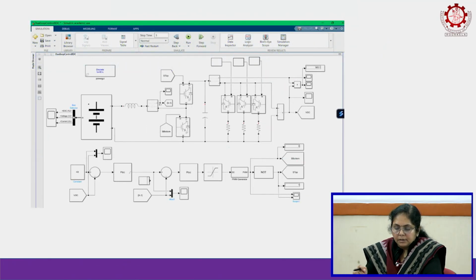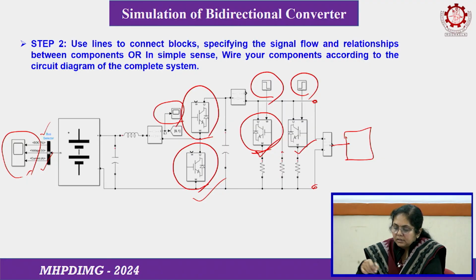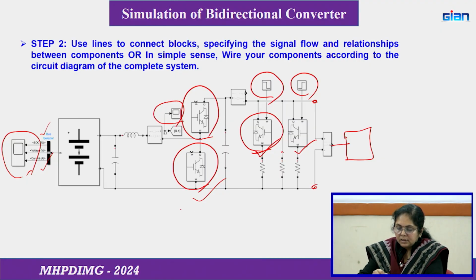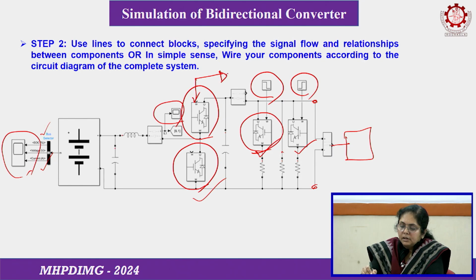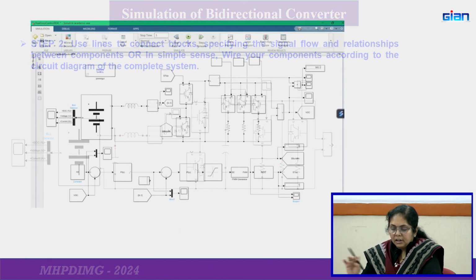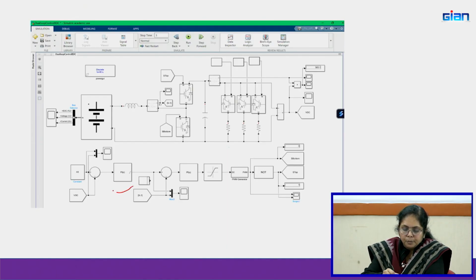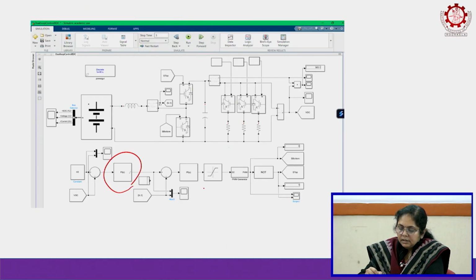So, here this is the open loop system, means here there is no control system, I have not put any control. If you want to operate in open loop mode, you can put the gate pulses and then you put an inverter, give it to the lower leg. So, you can operate the bidirectional converter in open loop mode, but for the closed loop operation you have the two loops, that is the outer voltage loop and inner current loop.